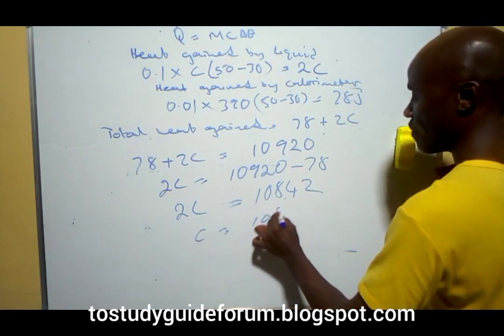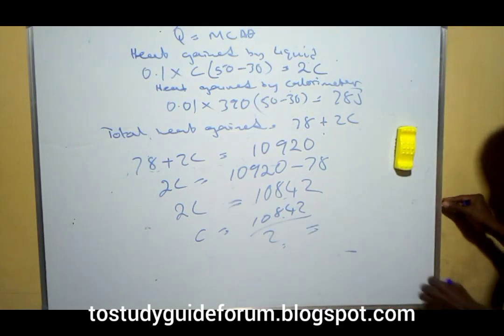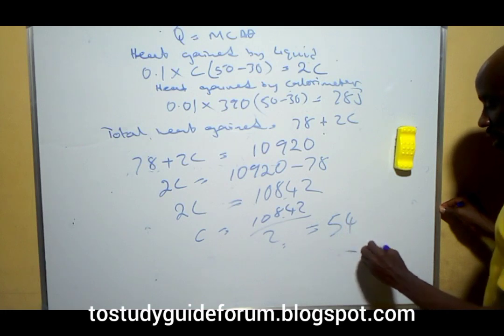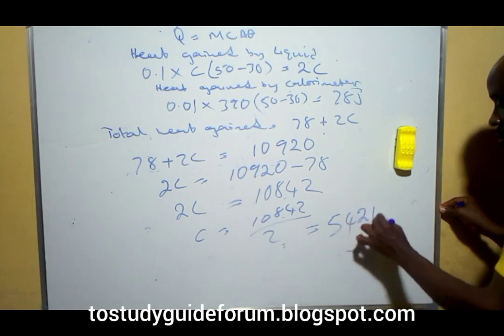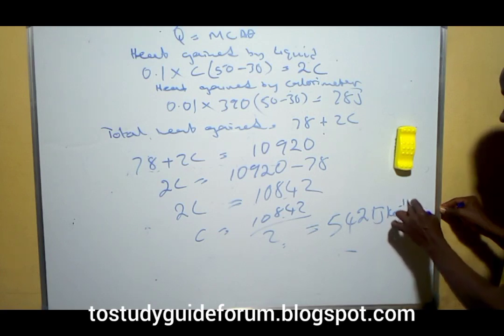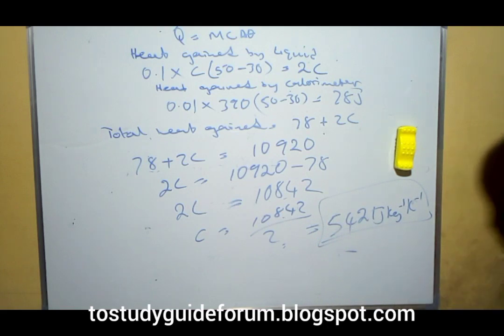Now we have the specific heat capacity of the substance, in joule per kilogram per Kelvin. That's the final answer. Thank you so much for watching.